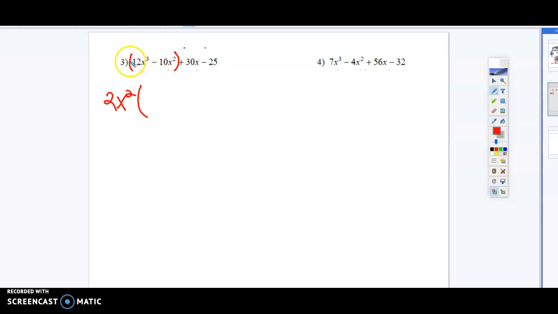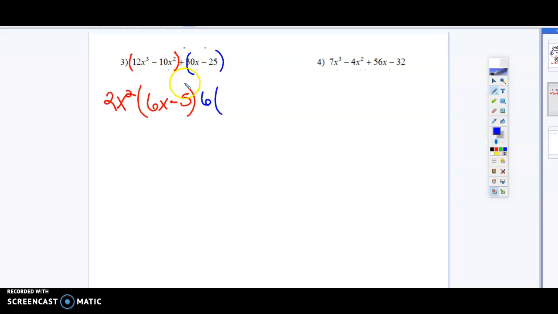So if I take 12x cubed and I divide it by 2x squared, that's going to give me 6x. If I take negative 10x squared and I divide it by 2x squared, that's going to give me negative 5. Now, if I do the same thing over here, I put the parentheses up, and I say, what is the greatest common factor between 30x and negative 25? That's going to give me positive 5.